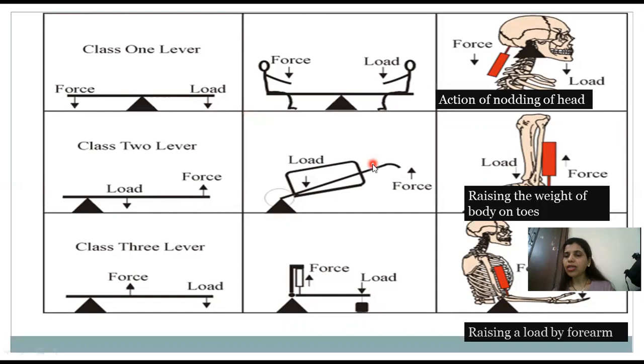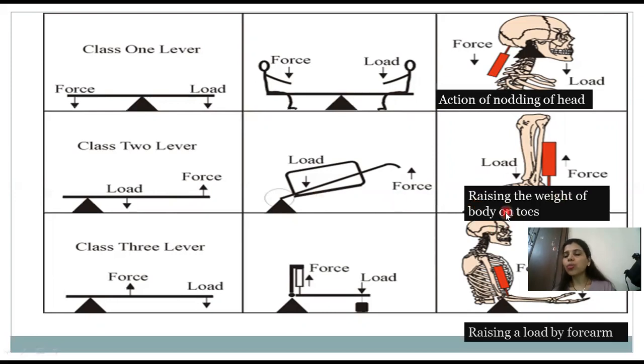Now second is raising the weight of the body on toes. When you raise the weight of the body on toes, you can see that the load is at the center. The fulcrum is where you're fixing your toes, and this is where your effort is. As the load is at the center, it's a class 2 lever.